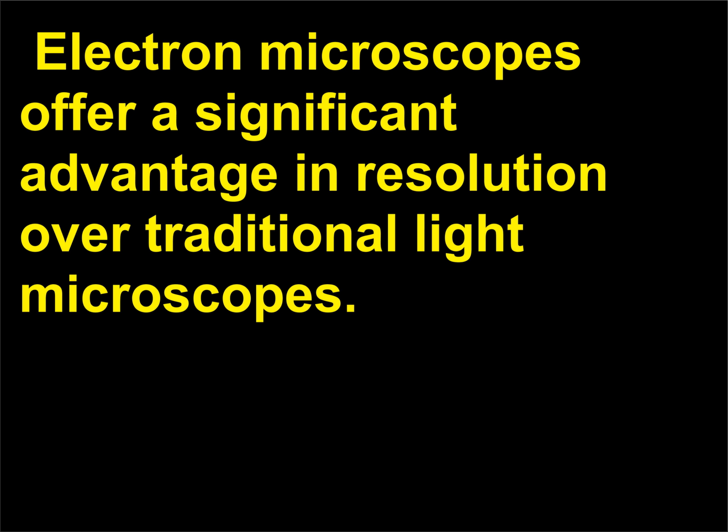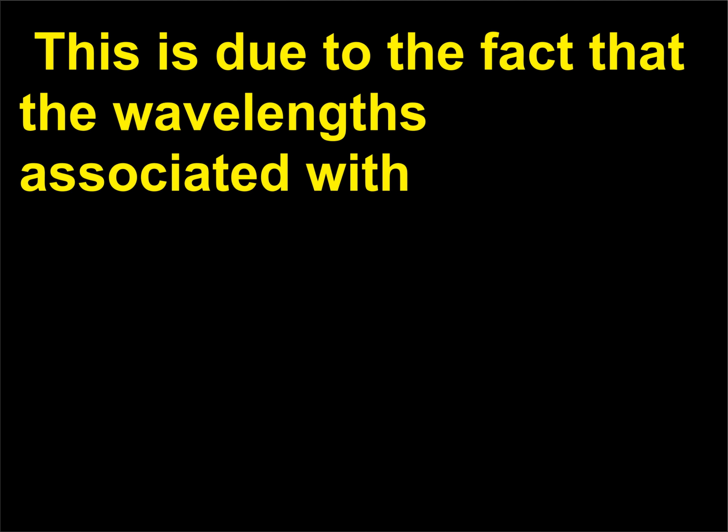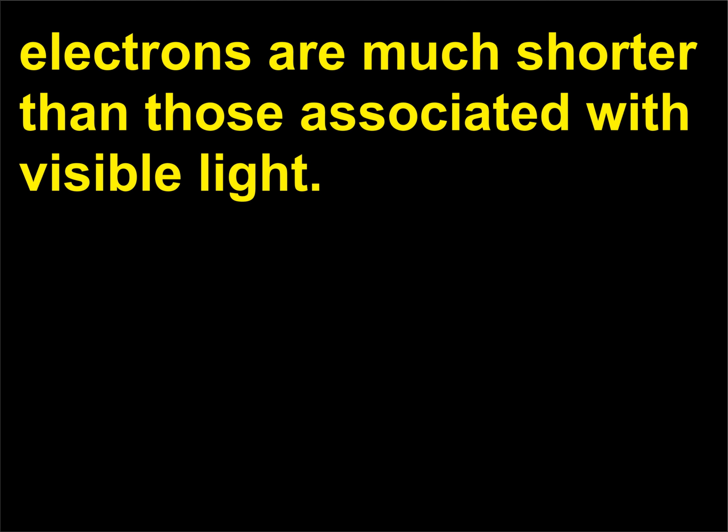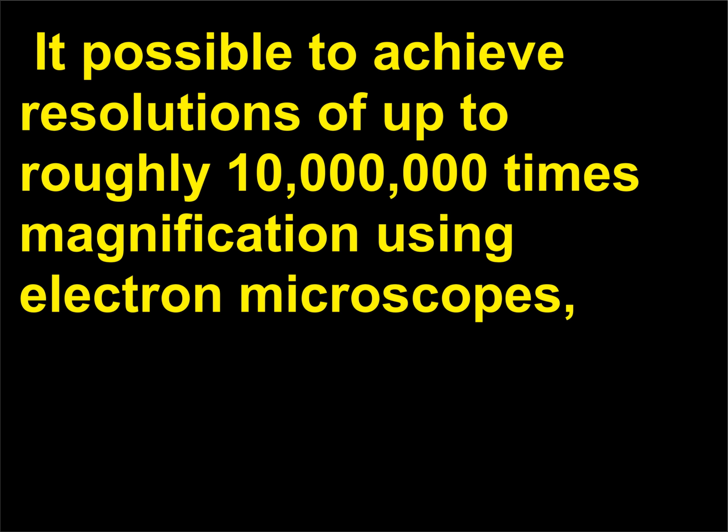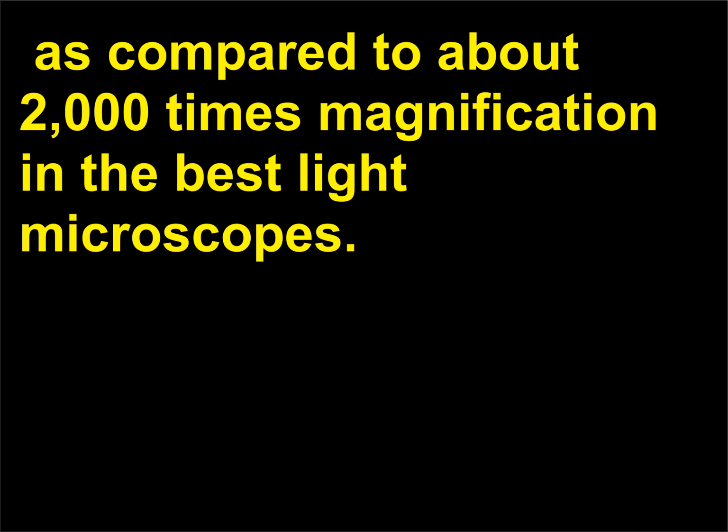Electron microscopes offer a significant advantage in resolution over traditional light microscopes. This is due to the fact that the wavelengths associated with electrons are much shorter than those associated with visible light. It's possible to achieve resolutions of up to roughly 10 million times magnification using electron microscopes, as compared to about 2,000 times magnification in the best light microscopes.